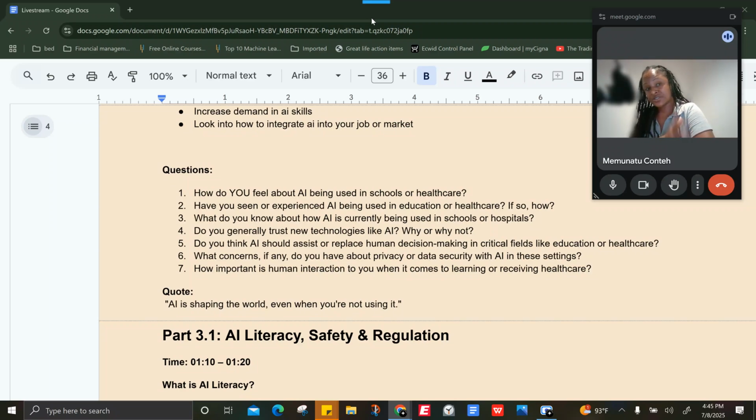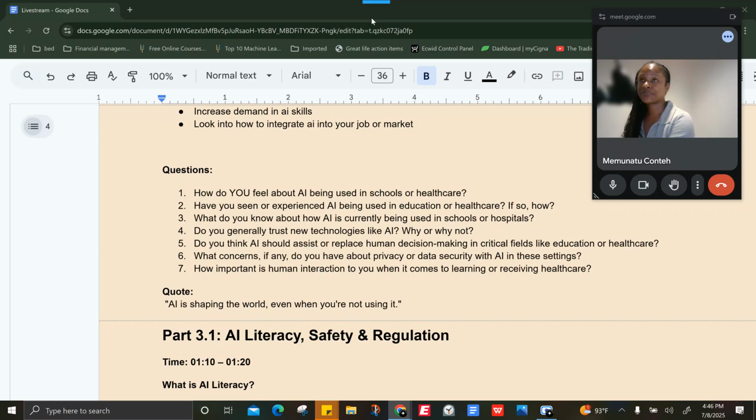Because universities are using AI, they're introducing AI courses, AI tools are already being used in classes, and kids are already using AI also. So, how do you feel about it? Do you think it's going to make people smarter or dumber? Do you think it's going to improve health or be worse for health care? And have you seen or experienced AI being used in education or healthcare?